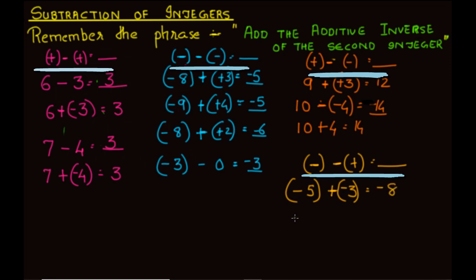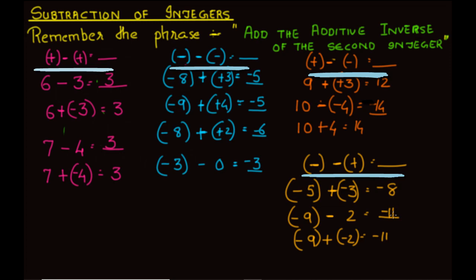Another example, negative 9 subtracted by 2. What do we get? As I told you, negative 9 remains the same. Add the additive inverse. Add, the minus becomes plus. 2 is a positive integer, and the additive inverse of a positive integer is a negative integer, that is negative 2. So this is negative 9 plus negative 2, you get a negative 11. So the answer out here is negative 11.